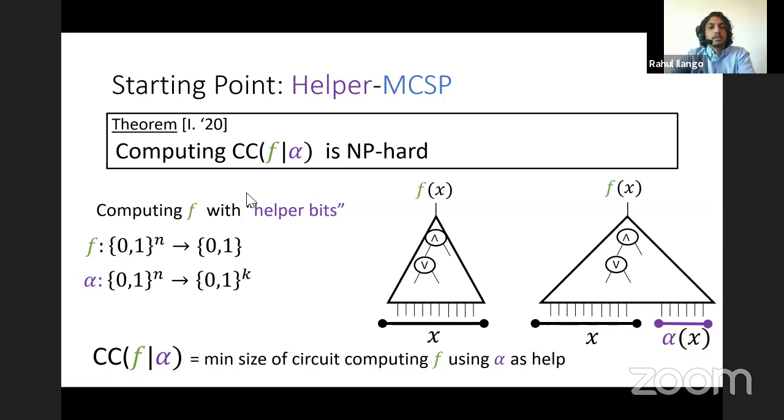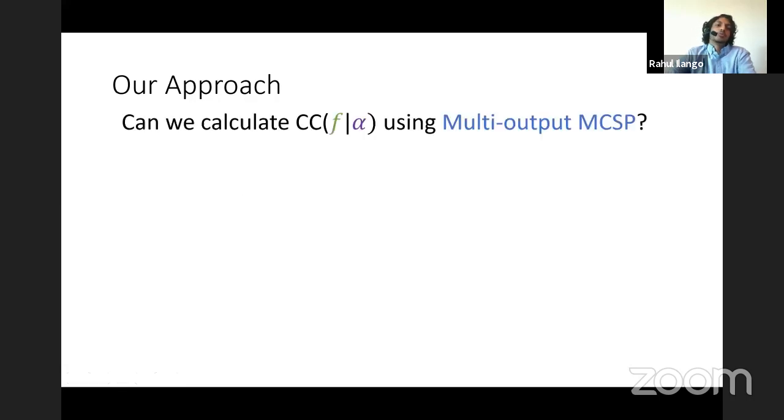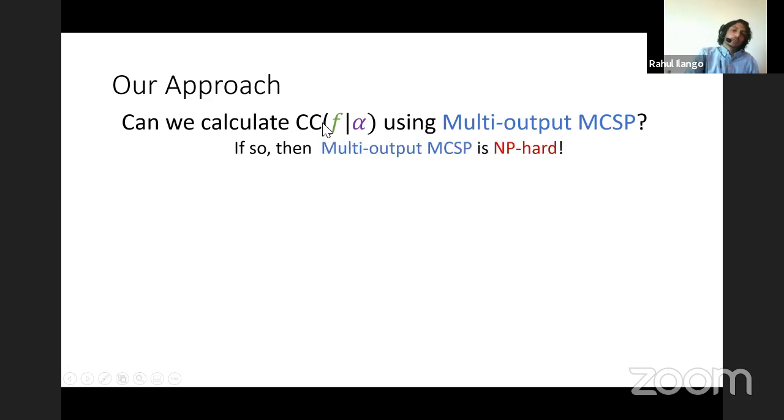All right. So our approach was, can we calculate this conditional circuit complexity quantity using multi-output MCSP? If we could, then since this quantity is NP hard to compute, obviously multi-output MCSP is NP hard. So what was our approach? Here's the first attempt.